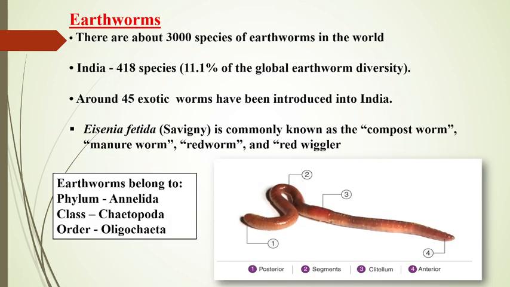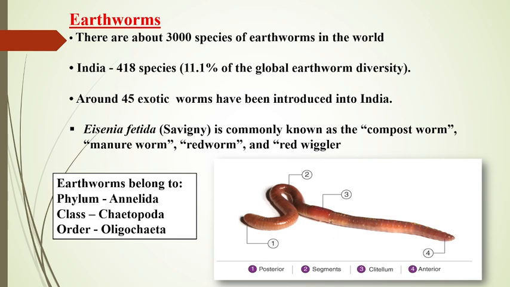Talking about earthworms, there are about 3000 species of earthworms in the world. In case of India, more than 418 species are found. About 11.1% of global earthworm diversity is found in India. Around 45 exotic worms have been introduced into India.